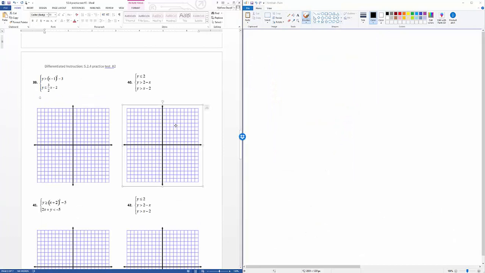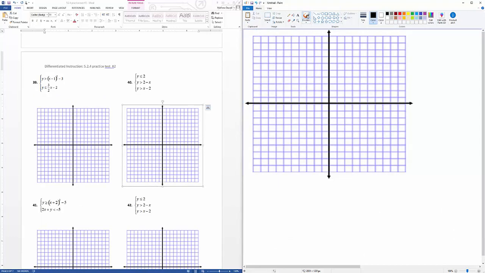Let's look at number 40. So the first one, it says y is less than 2. That's a horizontal line at 2. It's solid. And then it's less than that, so that's everything below it.